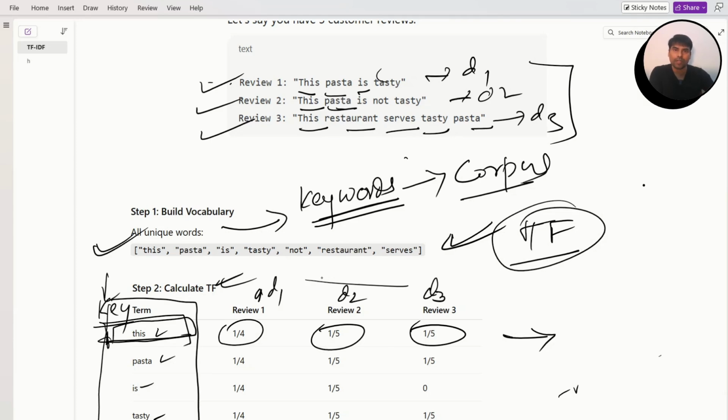1, 2, 3, 4, 5, so it's coming 1 by 5. So this way we prepare a table. For example, in the third document, again it is repeating 1 time, so in the numerator it is 1, and how many words are there? 1, 2, 3, 4, 5, so there was coming 5. I hope you got the whole intuition, right?